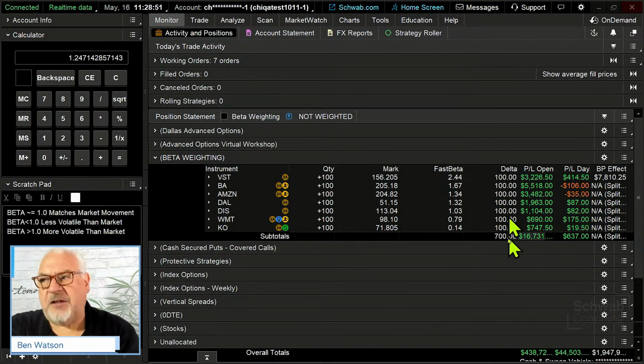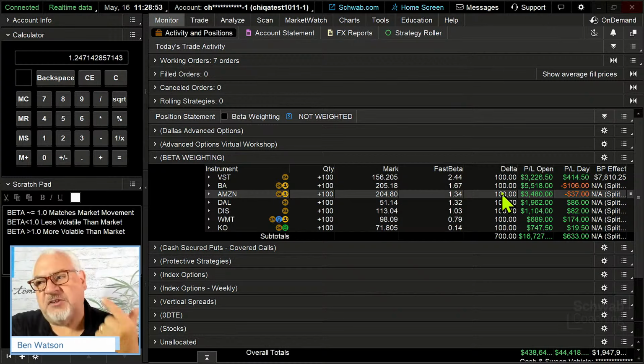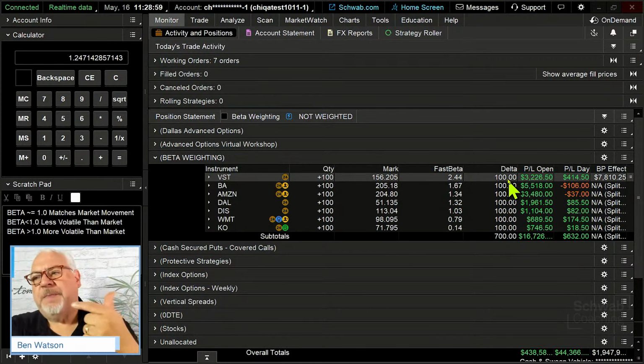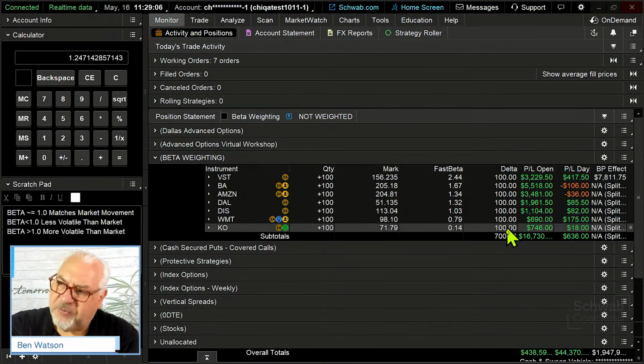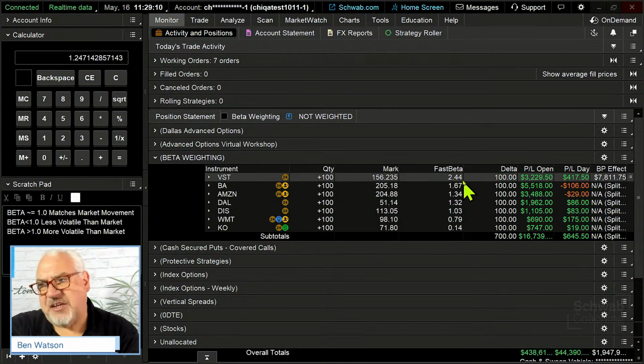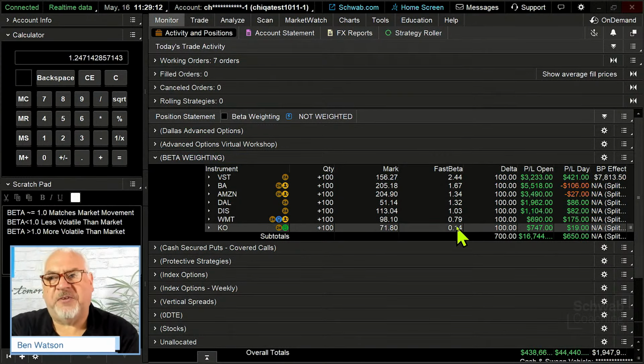And now I've got this column that says delta. And you notice that the deltas here are all 1, right? 100 shares, delta of 1. If Vistra goes up $1, that position gains $1. Vistra goes down $1, that position loses $1. But what I want to do is convert all of these deltas into SPX deltas, and it does that by use of this fast beta coefficient.